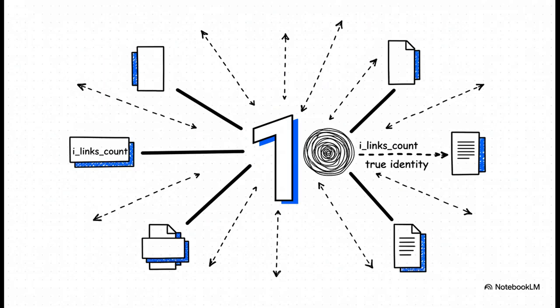Okay, but I really want you to zoom in on this one field. i_links_count. When you first create a file, this number starts at 1. It's basically keeping track of how many different file names are pointing to this one inode. Trust me, this little number is going to be a huge deal in just a couple of minutes.